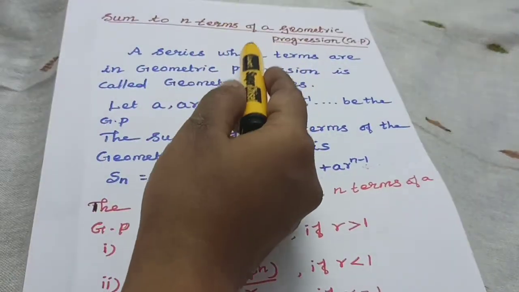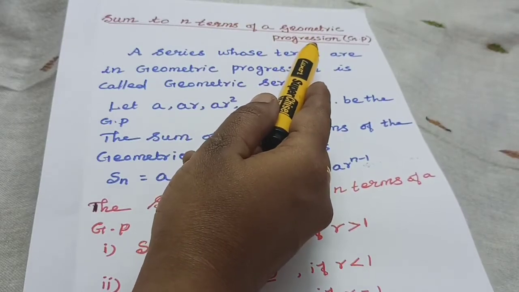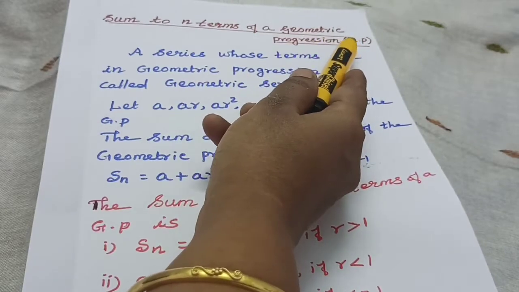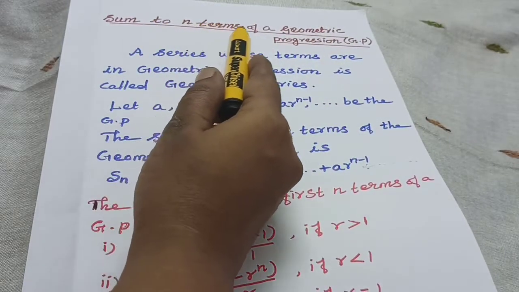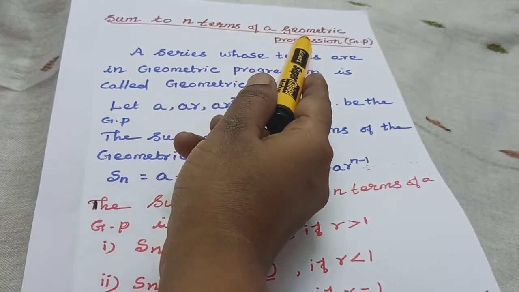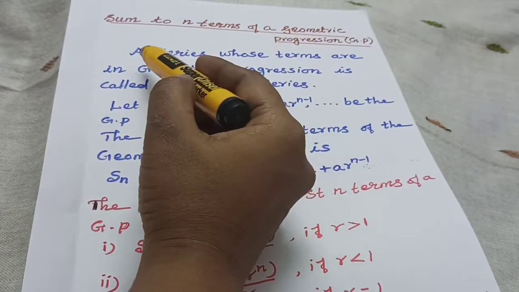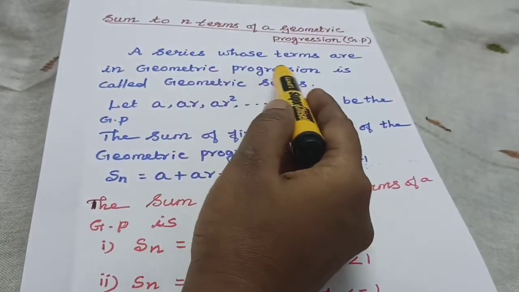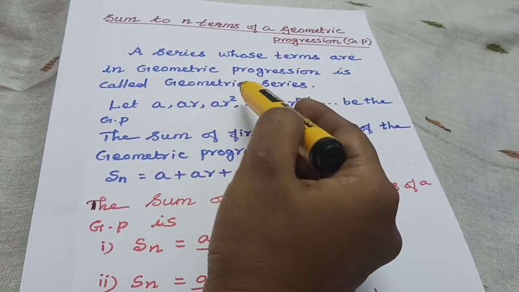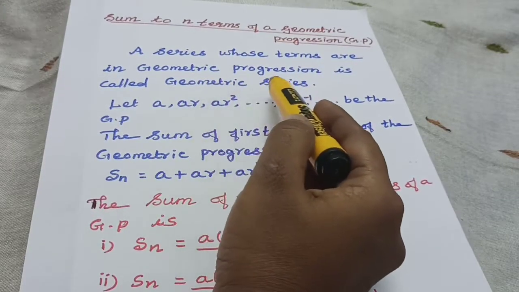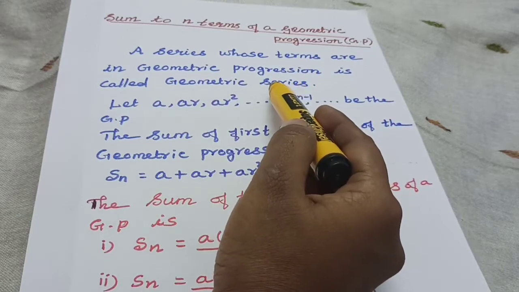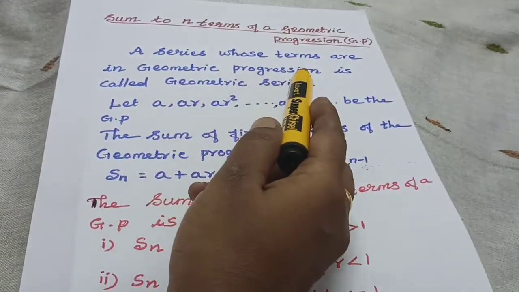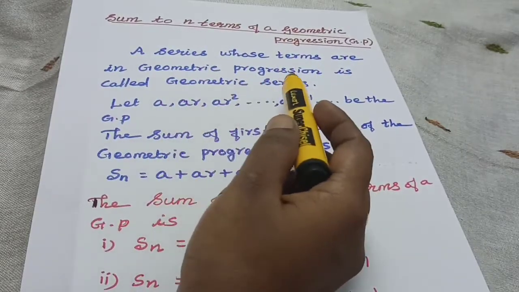Sum to n terms of a geometric progression, that means GP. A series whose terms are in geometric progression is called the geometric series. What is meant by geometric series? A series whose terms are in geometric progression is called geometric series.